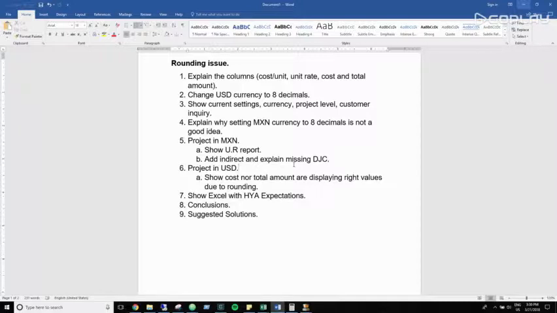And this is the project that we are having the most problems with when the estimate is set in USD. Then I'm gonna explain in an Excel the HY expectation, the way it is right now in ITWO versus the way we need it. Finally, we're gonna go to the conclusions and then the suggested solutions. So let's start with the first one, explaining the columns.